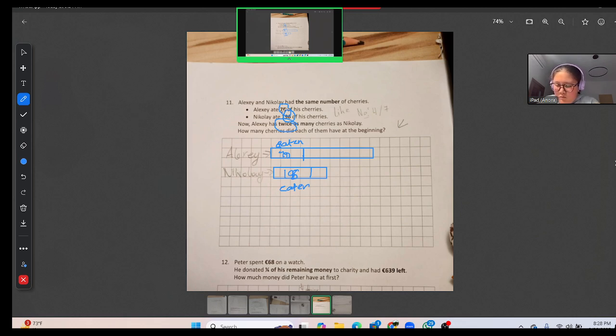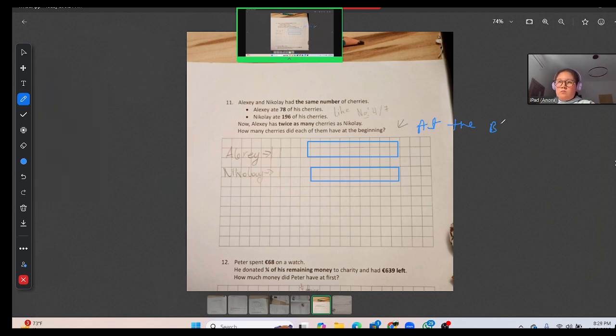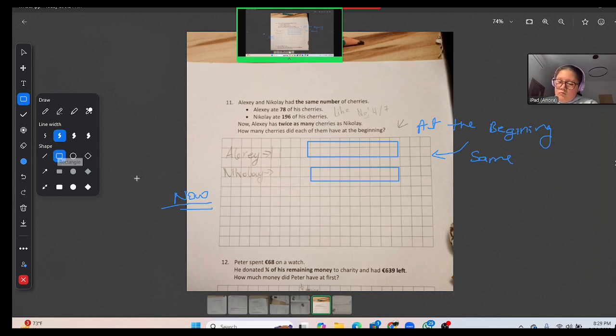So basically what it is saying is, let me explain it properly. This is what I'm drawing for the beginning. At the beginning they both have the same number of cherries. So I'm writing here, at the beginning, same. Now they have eaten some of them.